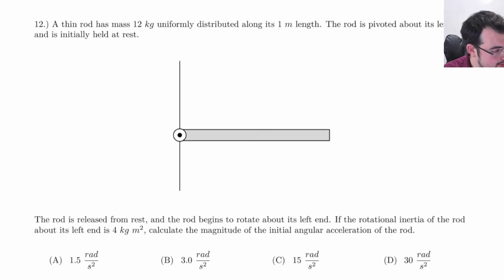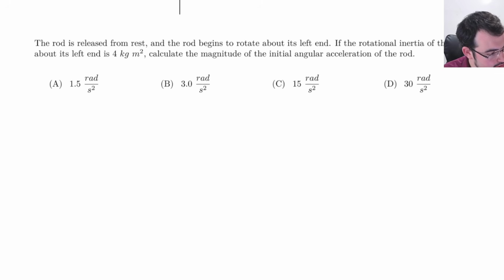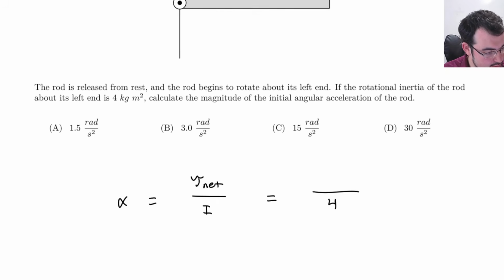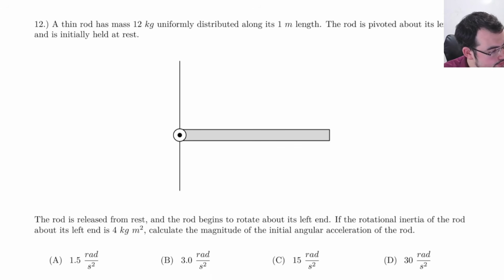So this is a torque problem. The key here is that angular acceleration is just net torque divided by rotational inertia. And that was given to us. Our rotational inertia, we had to make sure it was the right one, was about the pivot. And what is our torque?